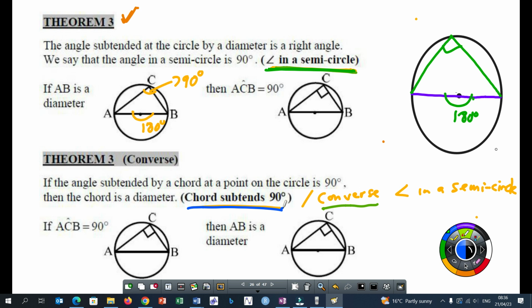So if the angle subtended by a chord at a point on the circle, please be aware that by this phrase, point on the circle, we are referring to the circumference, is 90 degrees, then the chord is a diameter. So as long as the chord subtends an angle which is equal to 90 degrees, you can conclude that therefore the line which subtends that angle is a diameter. So that's theorem 3 and the converse.